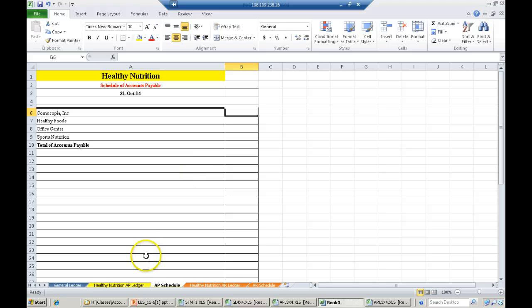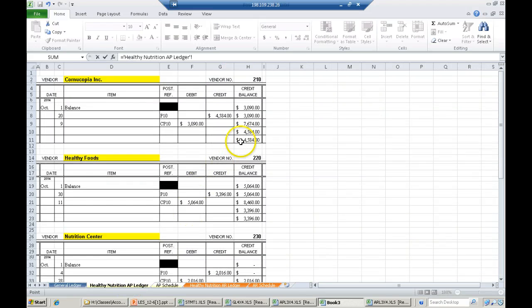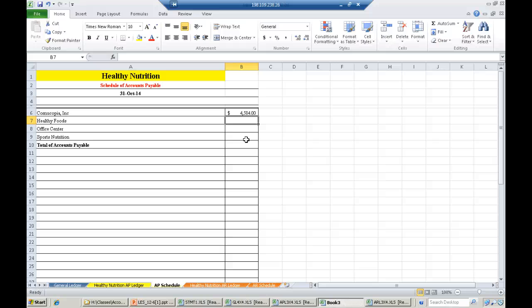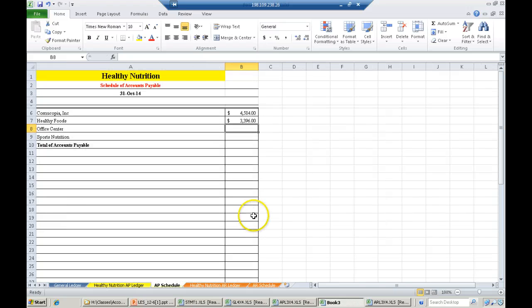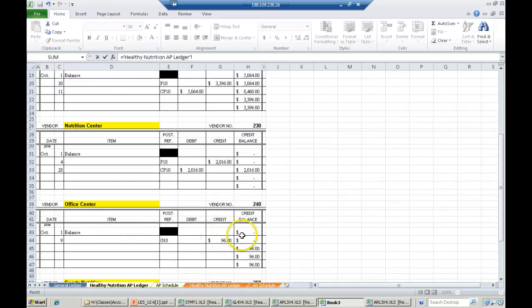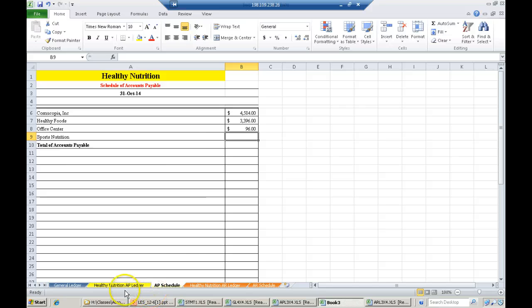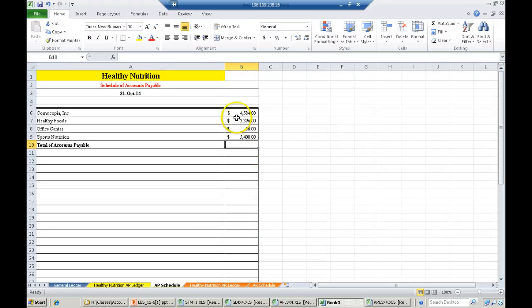So from Cornucopia, and what's kind of nice, we could do a little shortcut here. If we put equals, come back to our ledger, go up to Cornucopia, and we just select this cell right here, it's going to put that in for us. So equals Healthy Foods. Let's go to our ledger. Let's get the total. Hit enter. Equals Office Center. Enter. Finally, Sports Nutrition. We hit equals, come back to our ledger. Here's our total. Again, this is what we owe to other companies.